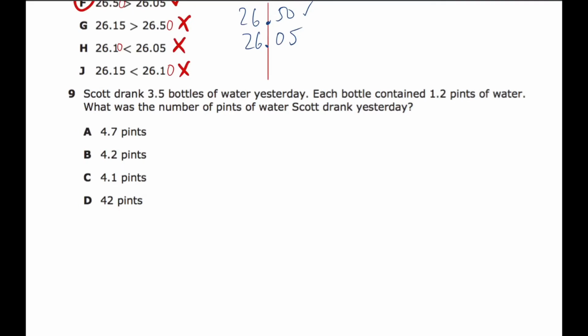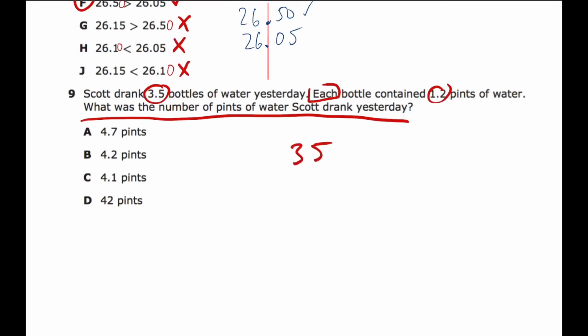Scott drank 3.5 bottles of water yesterday. Each bottle contains 1 2/10 pints of water. What was the number of pints that he drank yesterday? So I have some bottles, 3.5, a number of bottles, and how many pints are in each bottle. So that sounds like a multiplication problem to me. And so what we end up with is just a 2-digit times 2-digit multiplication. And I'm going to ignore my decimals and just multiply as if it was whole numbers.